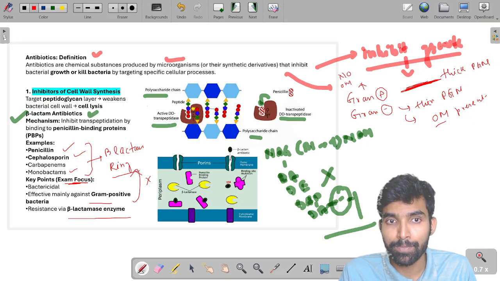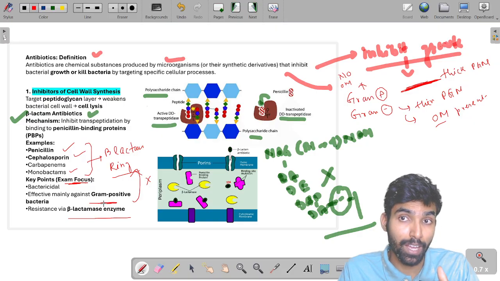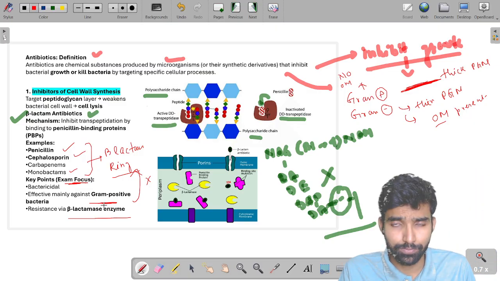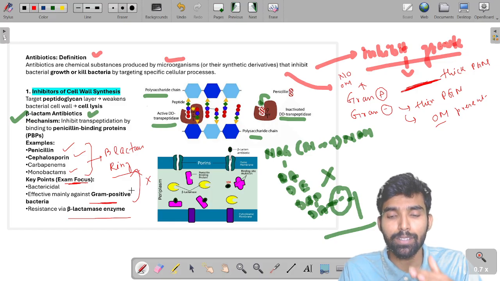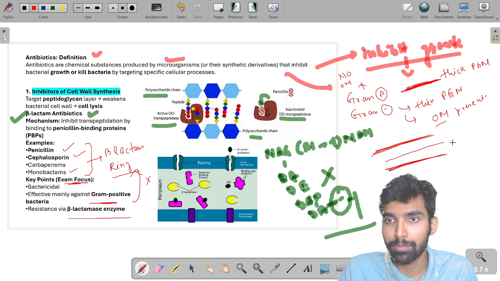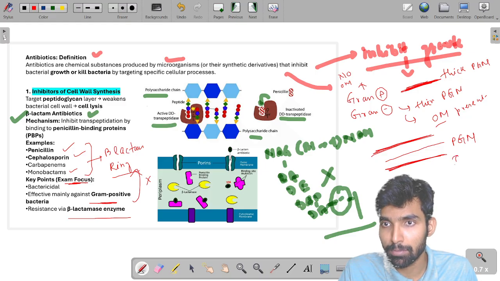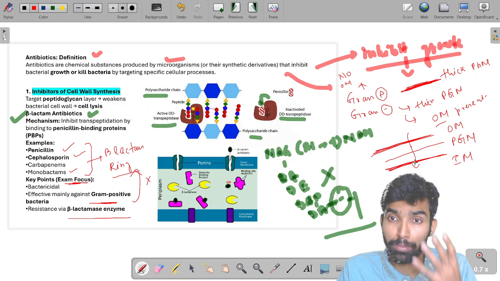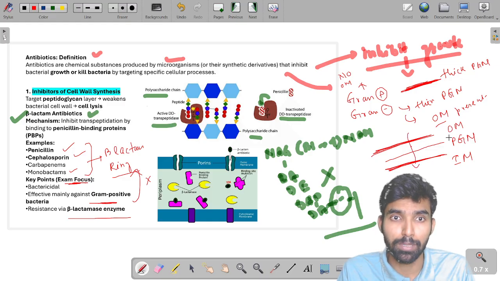Mostly effective, right? Why gram-positive? Because gram-positive has a thick outer peptidoglycan layer, and there is no outer membrane in gram-positive. In gram-negative, let's say this is the outer membrane, this is the inner membrane, and one thin peptidoglycan layer is there. Somehow gram-negative bacteria got some protection because of this outer membrane.